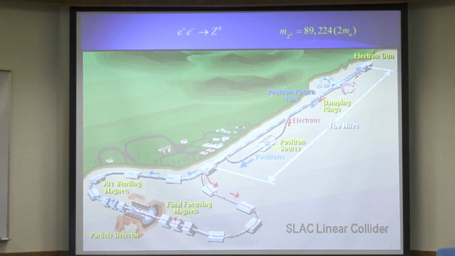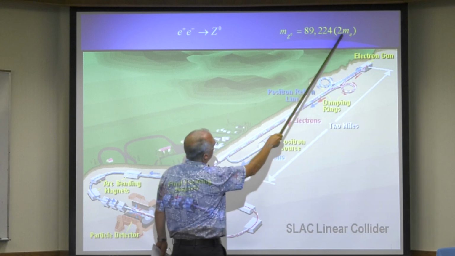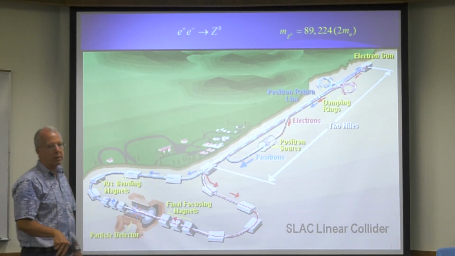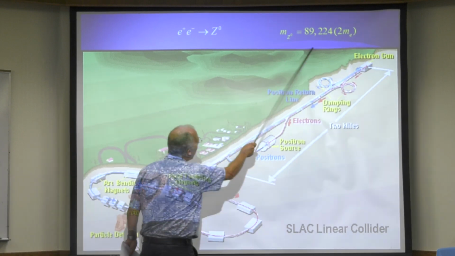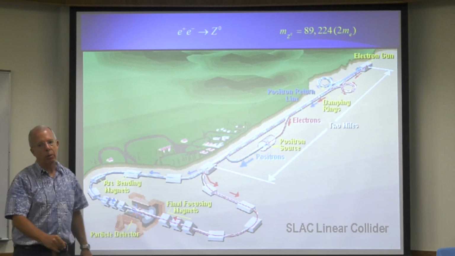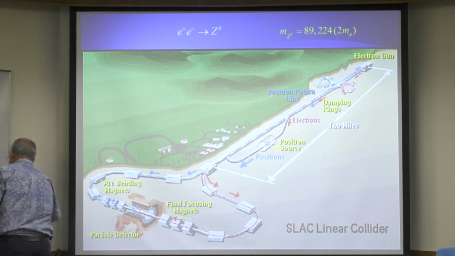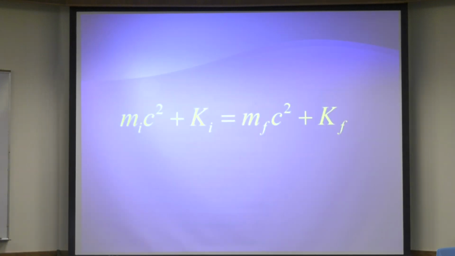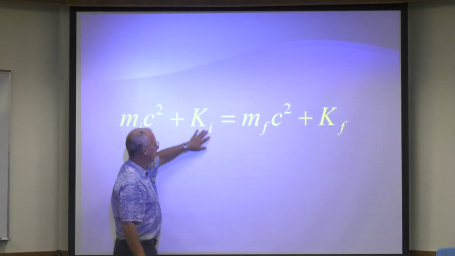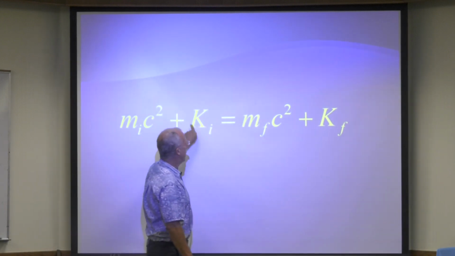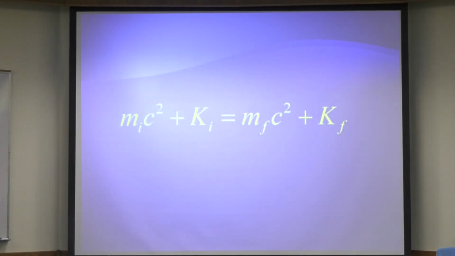Now here's what's incredible. The mass of the Z is more than 89,000 times the mass of 2 electrons. The electron has the same mass as the anti-electron. So the Z is 89,000 times the mass of the particles that formed it. That's incredible. So again, where did the mass come from? Ta-da. You have the mass of the electron and anti-electron, and they were going super, super fast, so some of this kinetic energy became the mass of the Z, just like Einstein predicted.